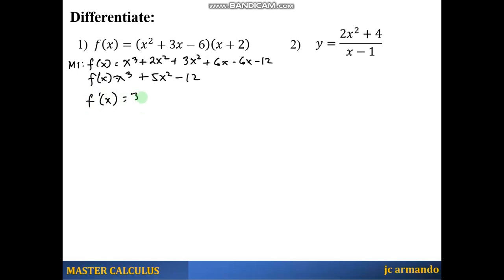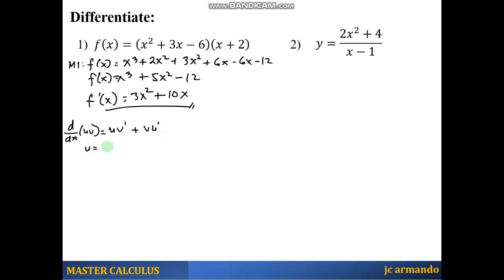Derivative of x cubed is 3x squared. Derivative of 5x squared is 10x. Derivative of 12 is 0. So, let's check using the product rule. We know the product rule: the derivative of uv is equal to u v prime plus v u prime.